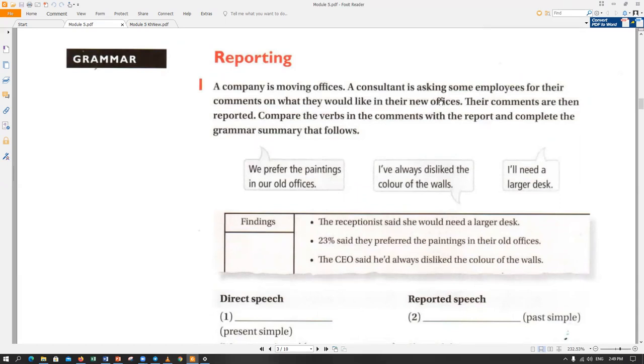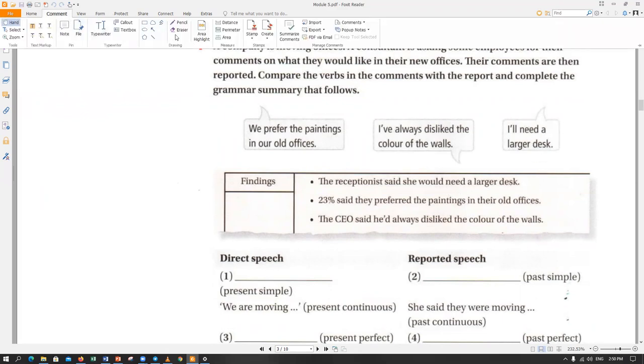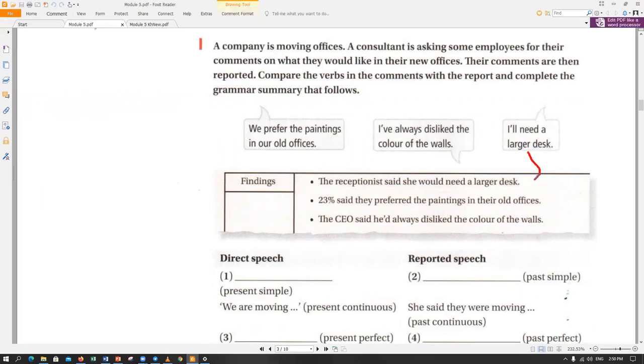Yes, you see, we prefer the painting in our offices. I always like the color of the wall. I need a larger desk. Now the finding: the receptionist said she would need a larger desk. See? Yeah, report to this one.